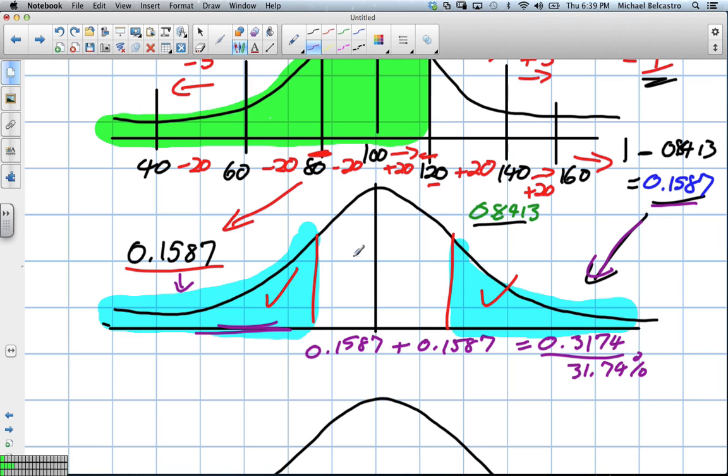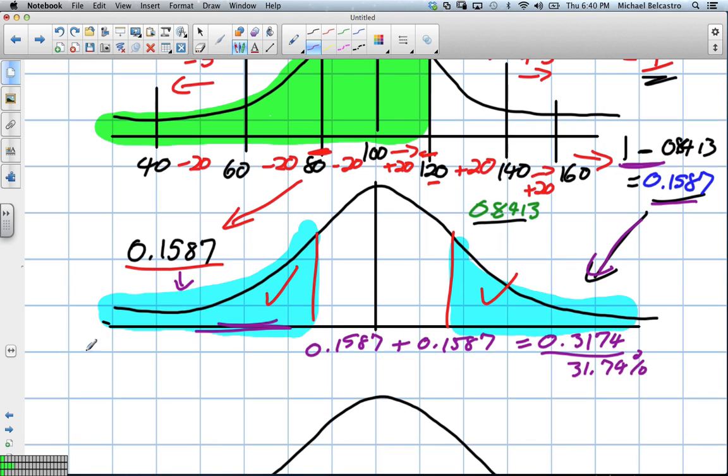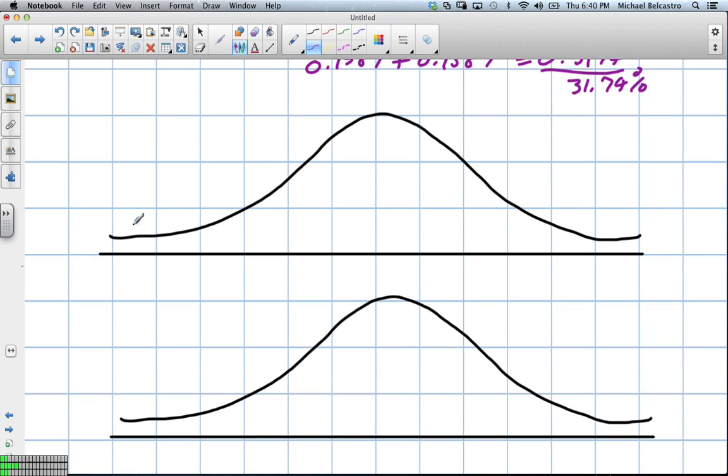So those would be the outsides. That's the process of the outside. We look for one, and for the other one, we take 1 and subtract it by the first. But let's say they asked us to find the middle of those two.